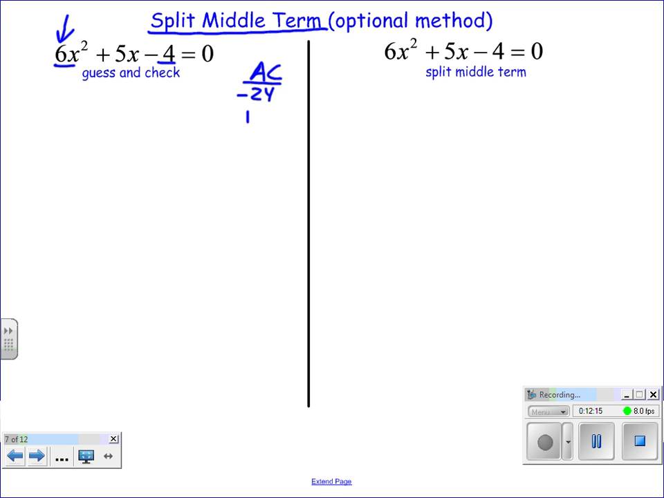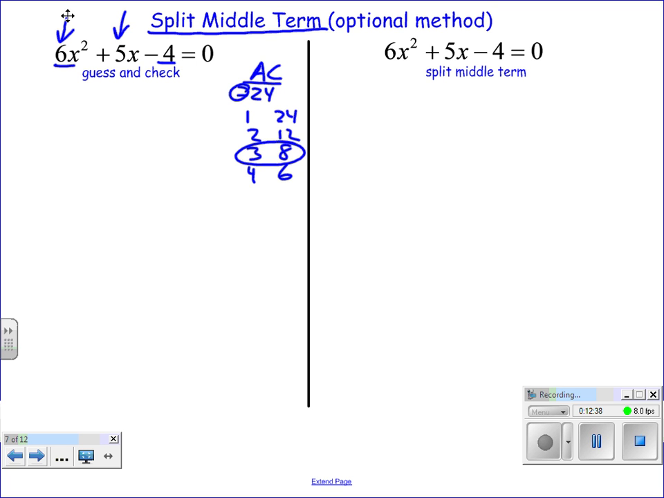Well, we have 1 and 24, 2 and 12, 3 and 8, and 4 and 6. And we have to think, okay, which ones, since it's negative, are 5 apart? And we're looking now at the middle term. Well, that's going to be 3 and 8. So can we take 3 and 8 and make 5? Sure we can. So I'm going to rewrite the original equation now by splitting the middle term.